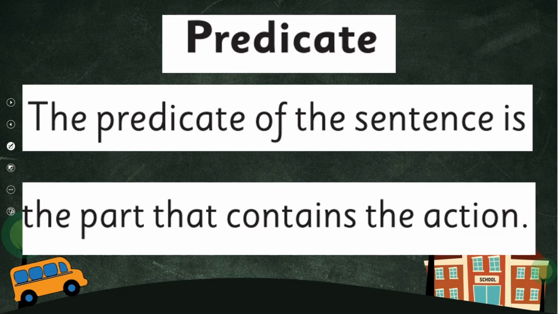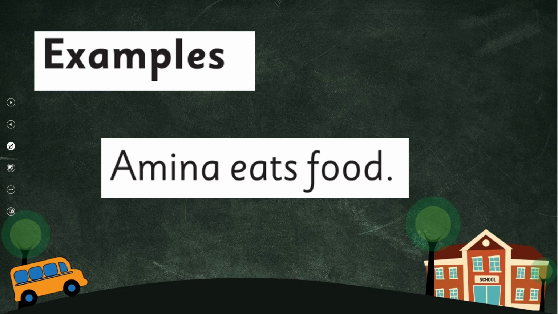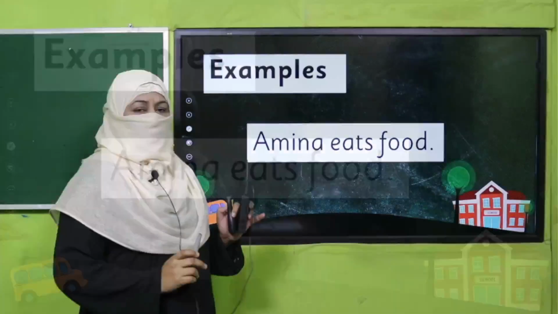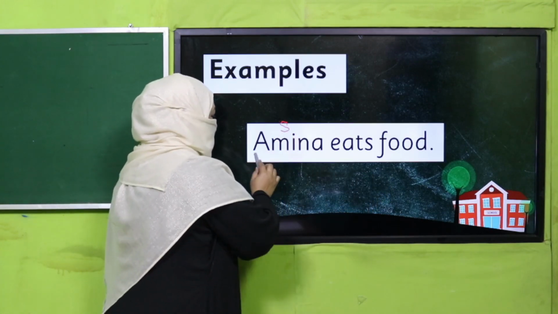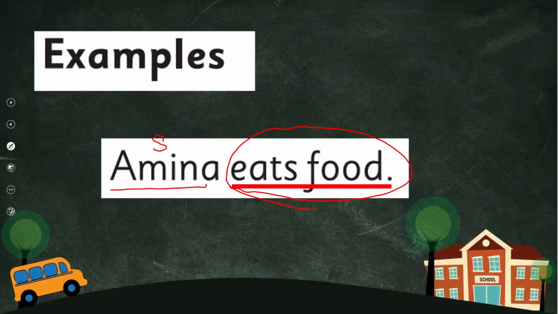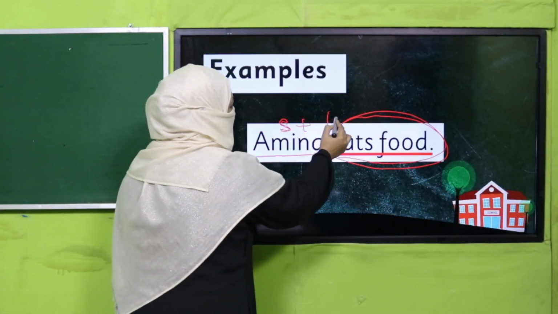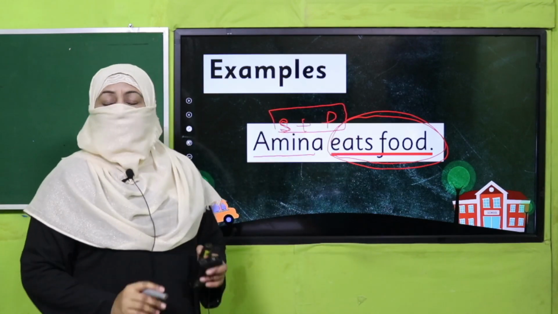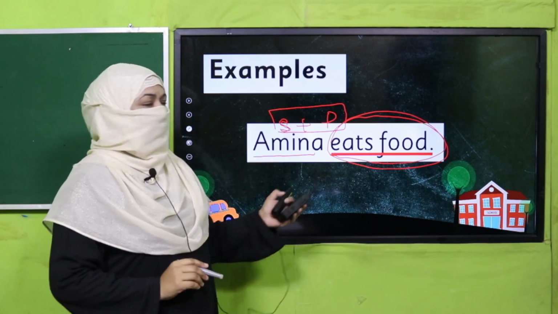Now the next thing is the predicate. What is a predicate? The predicate of the sentence is the part that contains the action. So usually what do we do? We take the subject. Amina eats food. Who is the subject over here? Amina. So if we take this subject separate, the rest of the sentence is the predicate. So these words are the predicate of this sentence. So it becomes a subject plus predicate structure. Do you understand? So we discussed two structures: subject, verb and object, and subject and predicate.